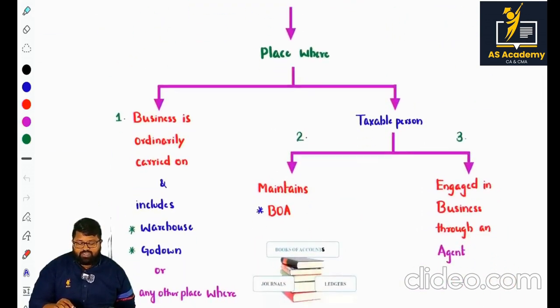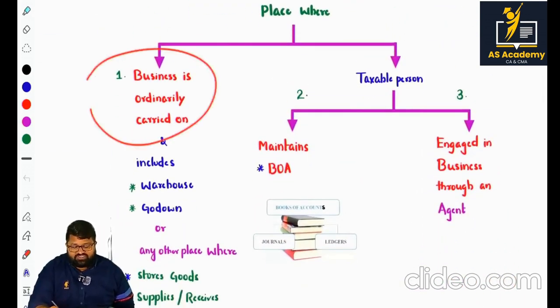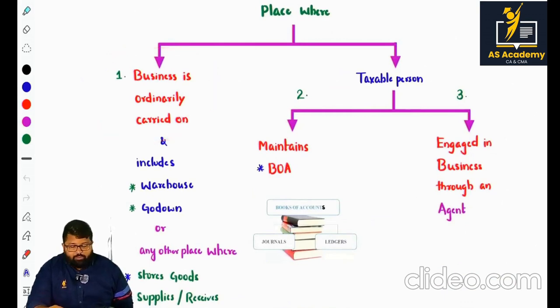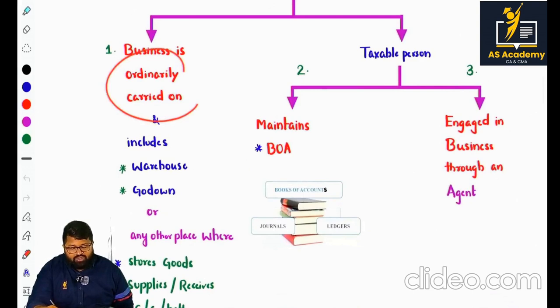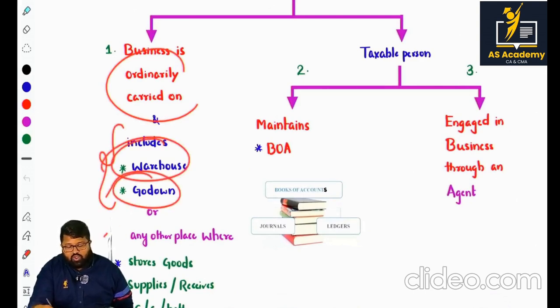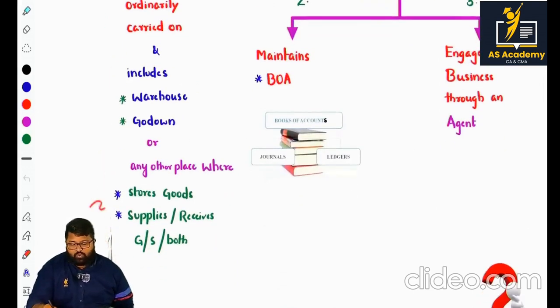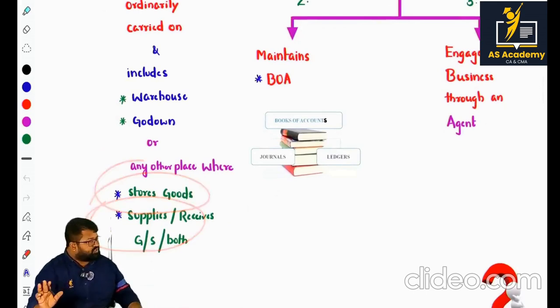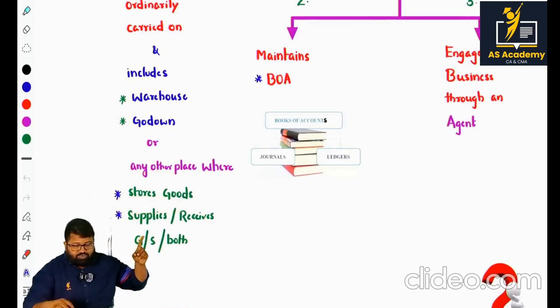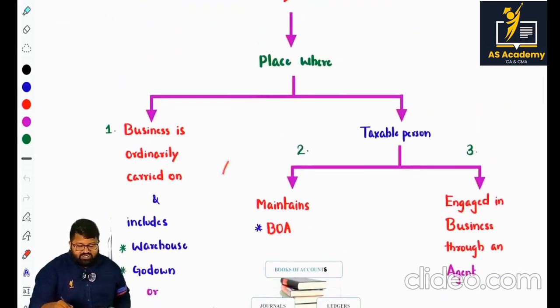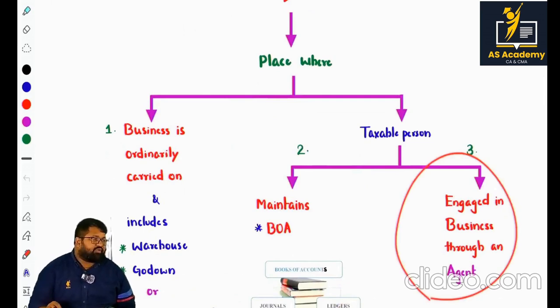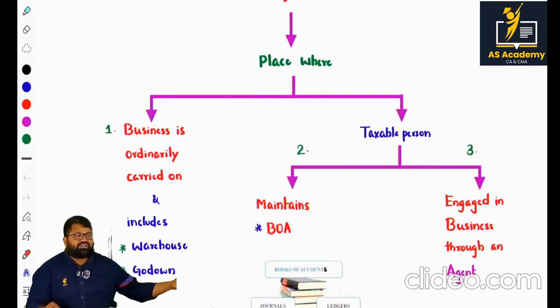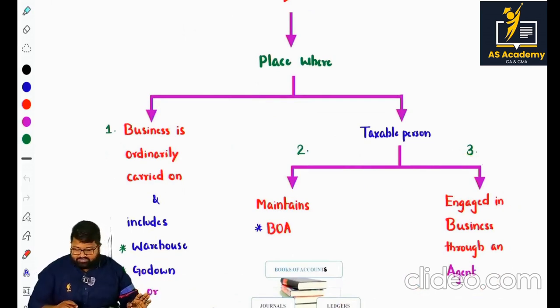Next, what about place of business? What is the first definition of place of business? Where business is ordinarily carried on, and it includes a warehouse or godown or any other place where they are storing goods or supplies, or receiving goods, or both. That is the first part of place of business. Second part, where we are maintaining books of accounts. And third one, through an agent. If we are doing business through an agent, even in these three cases, it is a place of business.